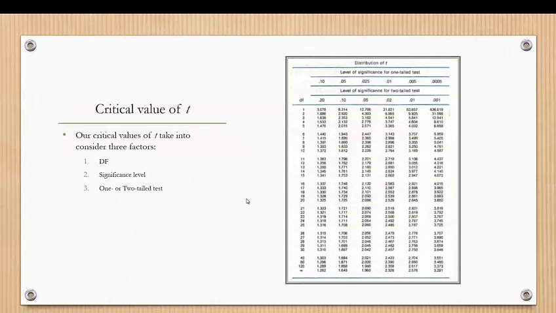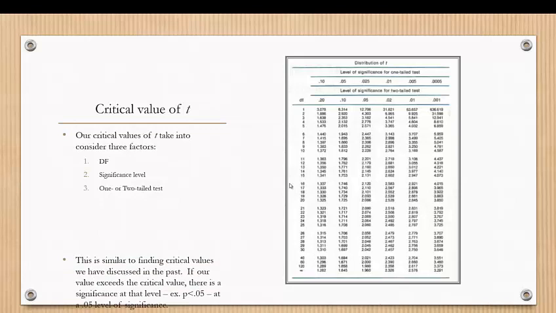Okay, so here is an example of what the t-distribution table looks like. Our critical values of t take these three things into consideration: our degrees of freedom, our significance levels, and either a one- or a two-tailed test. All of these things we've discussed in the past. We're just putting them together in this new chart called the t-distribution. Across the top there is a level of significance for a one-tailed test, a level of significance for a two-tailed test, and here are our degrees of freedom.